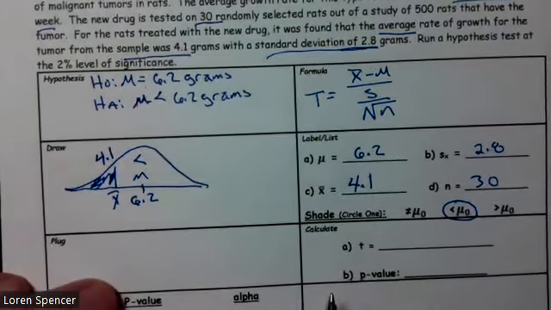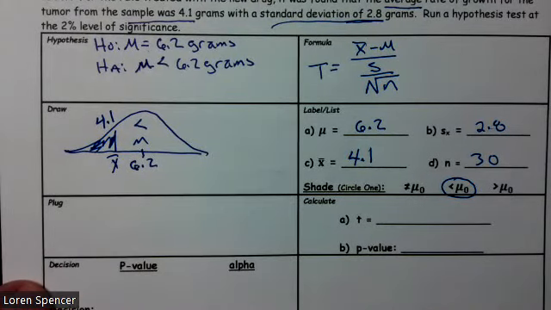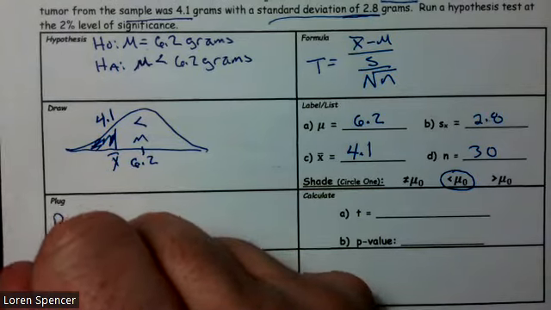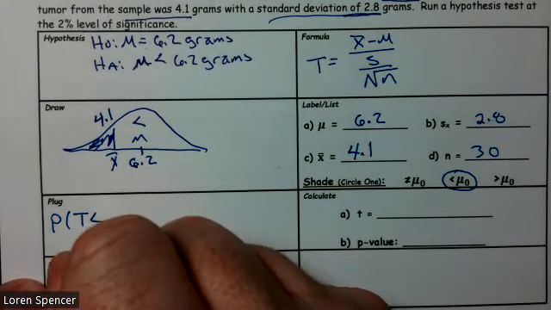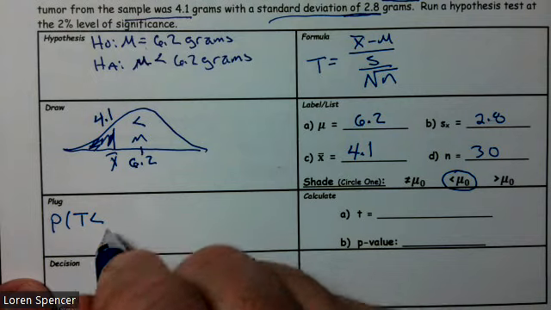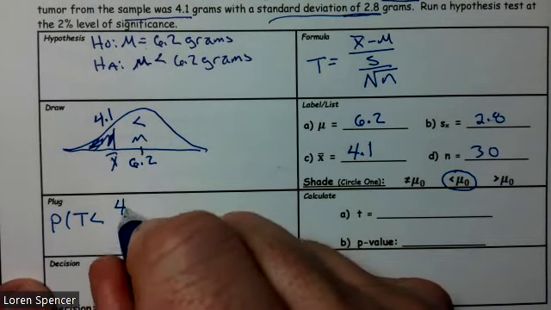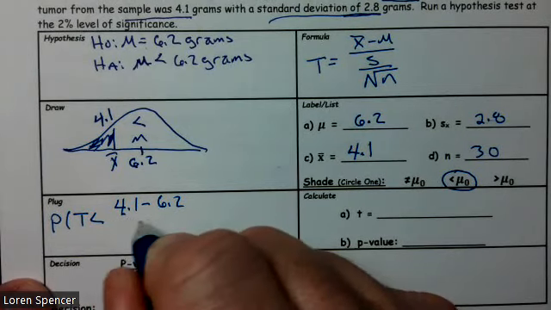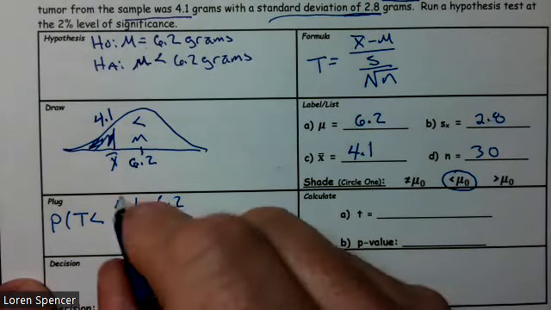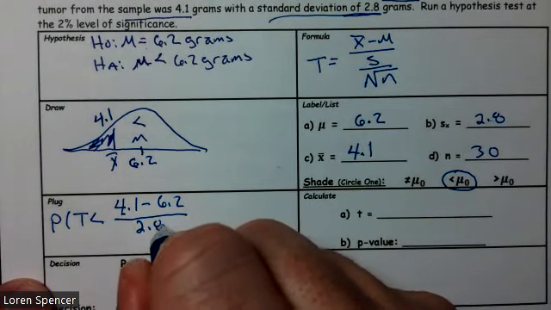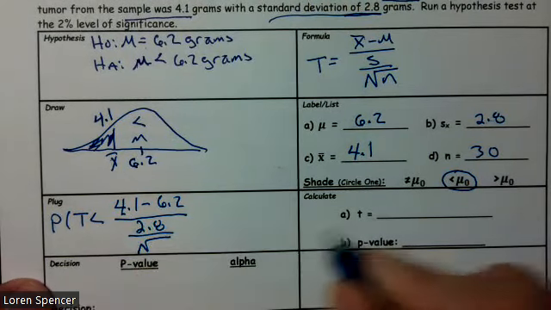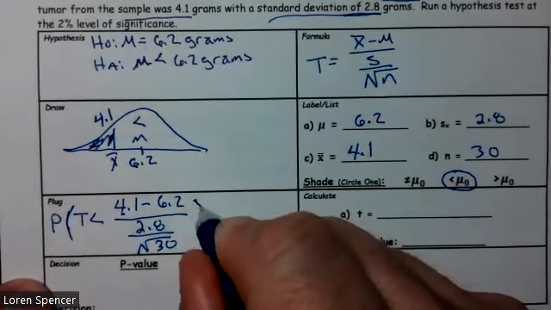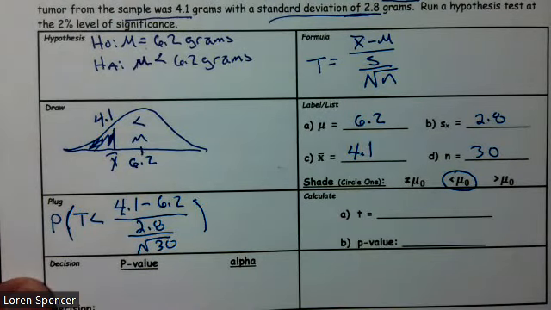All right, so let's go ahead and start plugging our information into our equation. We want the probability that t is less than 4.1, that's our x bar, minus 6.2, so our sample mean minus our population mean, divided by our sample standard deviation, and that's divided by the square root of the sample size of 30. And remember, we would need 30 in order to check normality.